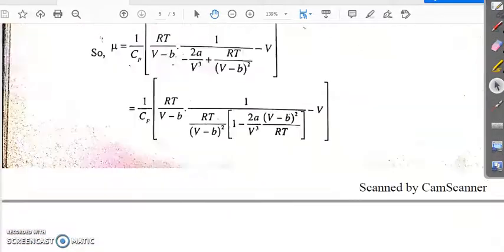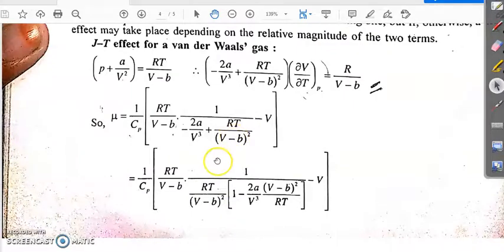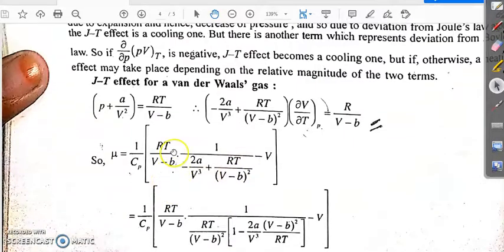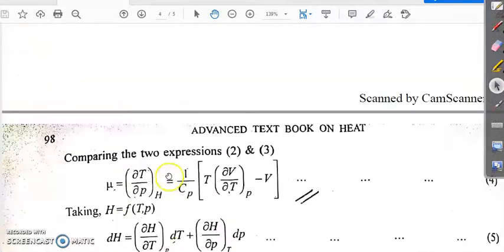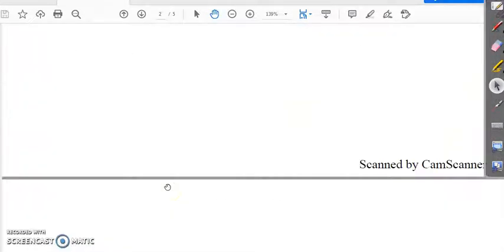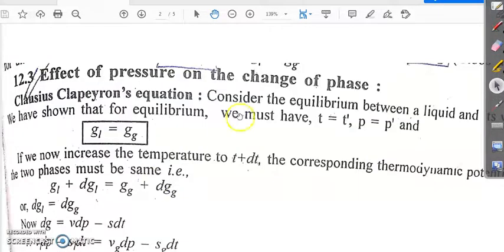Okay, so that's all about the Joule coefficient. It's a very important question, so all of the mathematics you should practice by hand, and that will be helpful for all of you, and it is very simple. Okay.